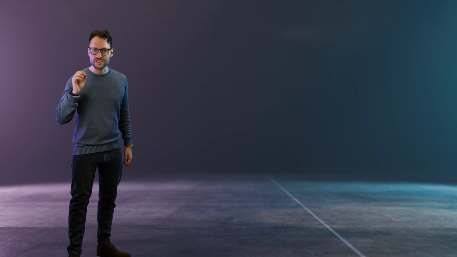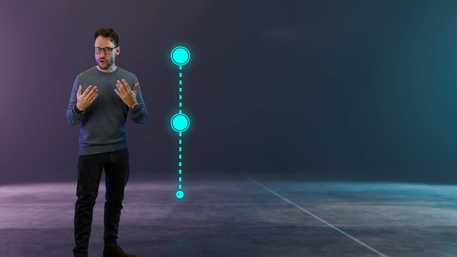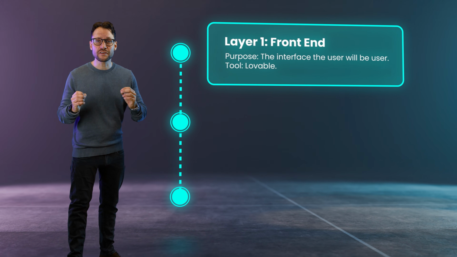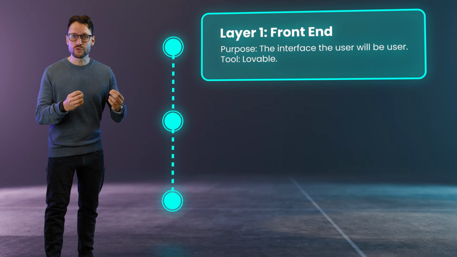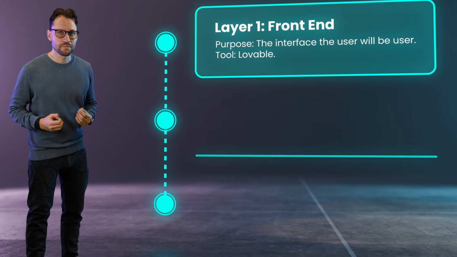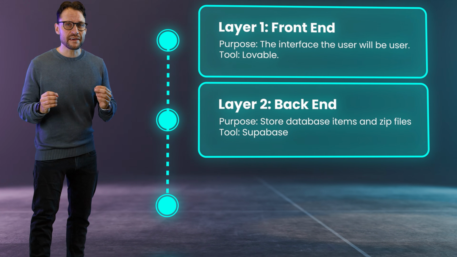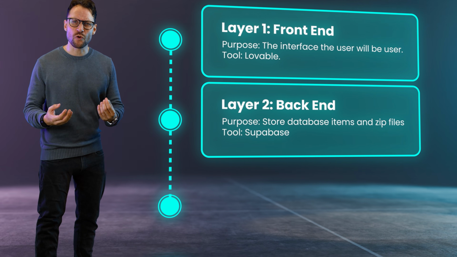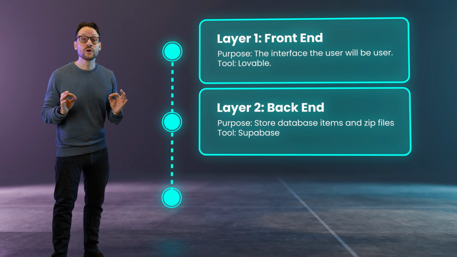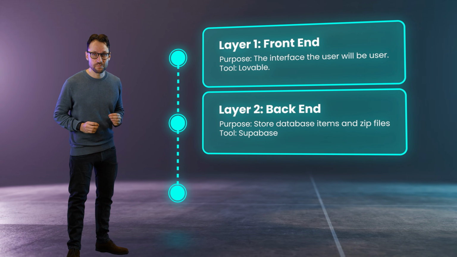Let's do a quick architectural breakdown. A product like this will have 3 layers. The first layer is a front end. This is the part the user will be using. We'll use Lovable to vibe code this part. The second layer is a backend. This is where we'll store items in a database such as characters and B-roll clips. We'll use Supabase for this part.